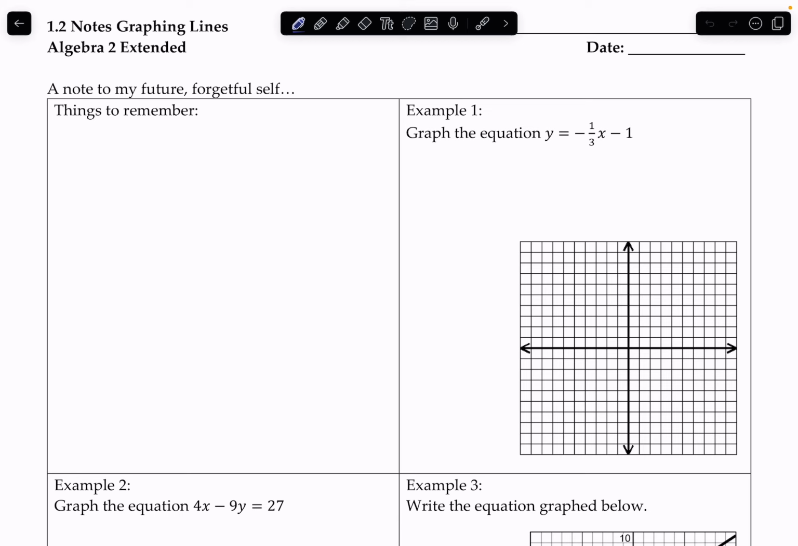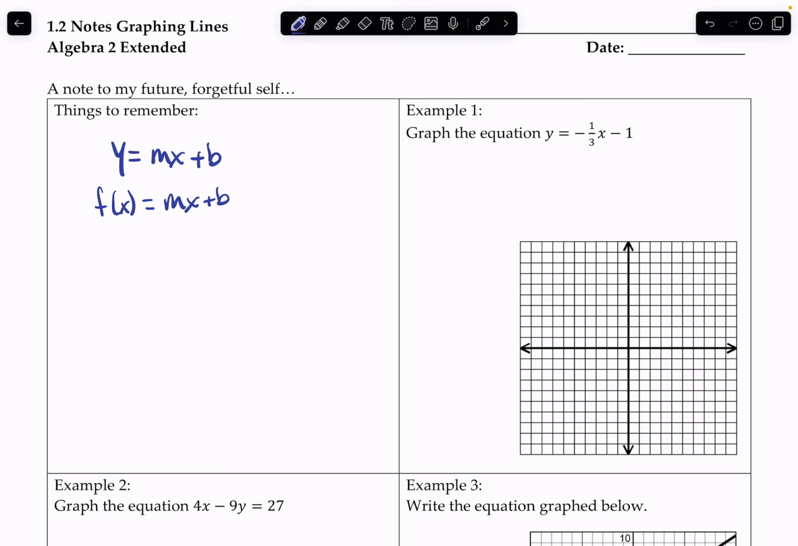So here we go. When we graph lines in this class, for now, I think focusing on slope-intercept form is probably going to be the easiest thing for us. So slope-intercept form is either y equals mx plus b, or of course we saw this in our last lesson, it might be f of x equals mx plus b, where y and f of x, for the purposes of this class, are pretty much interchangeable.